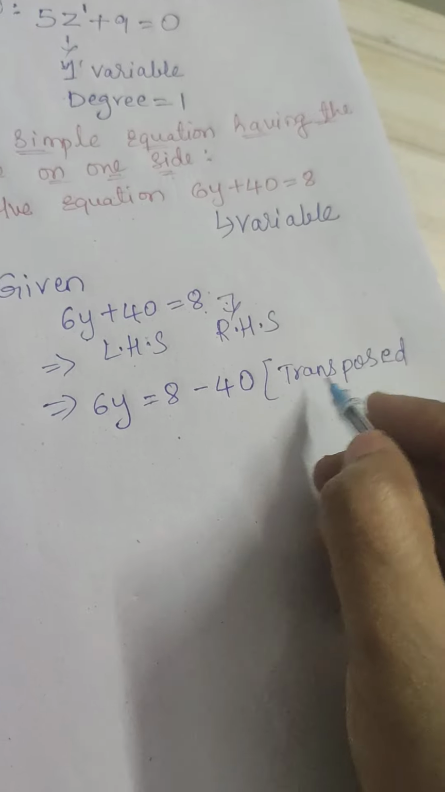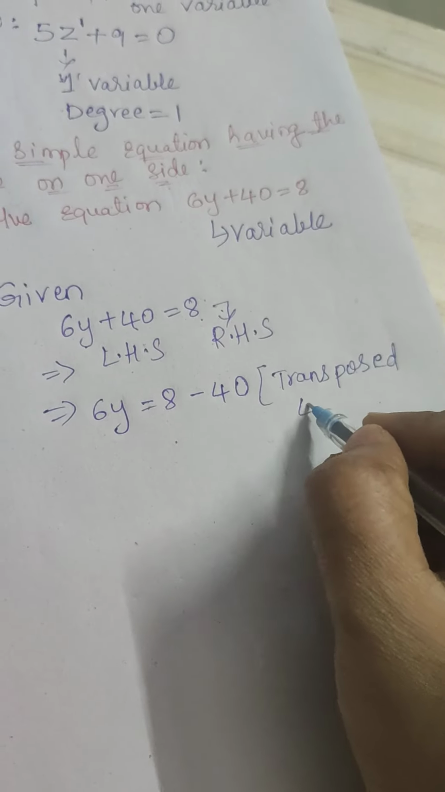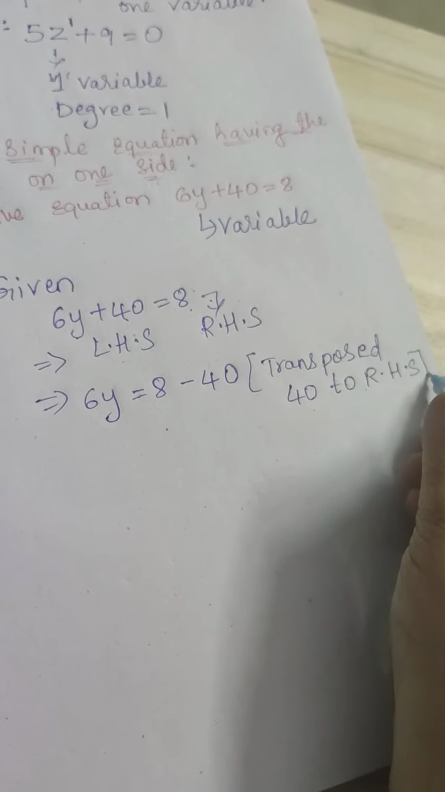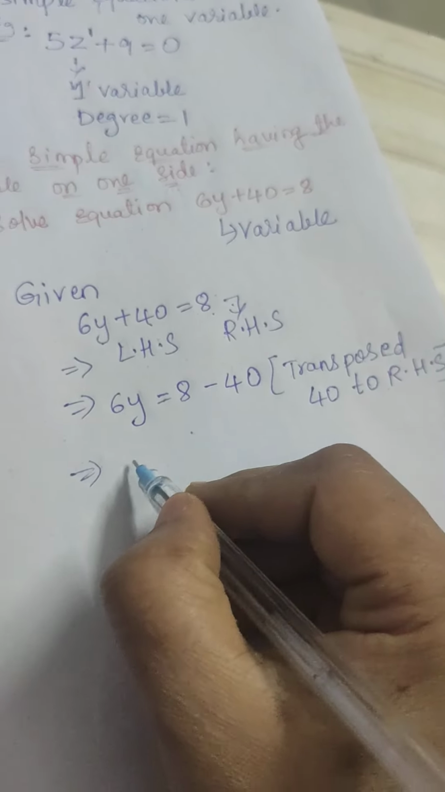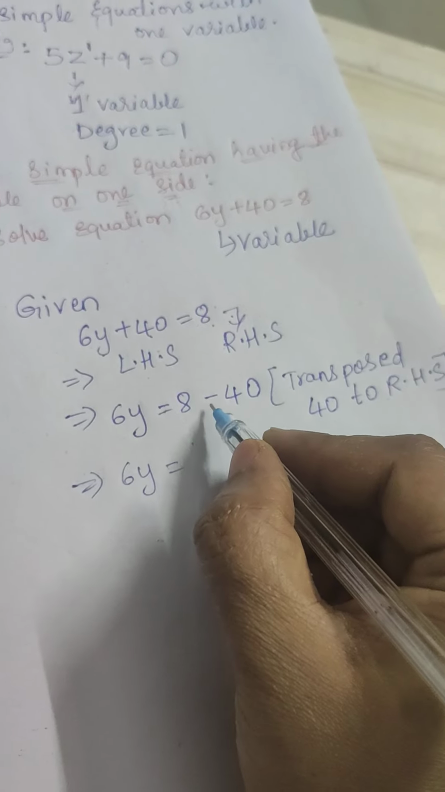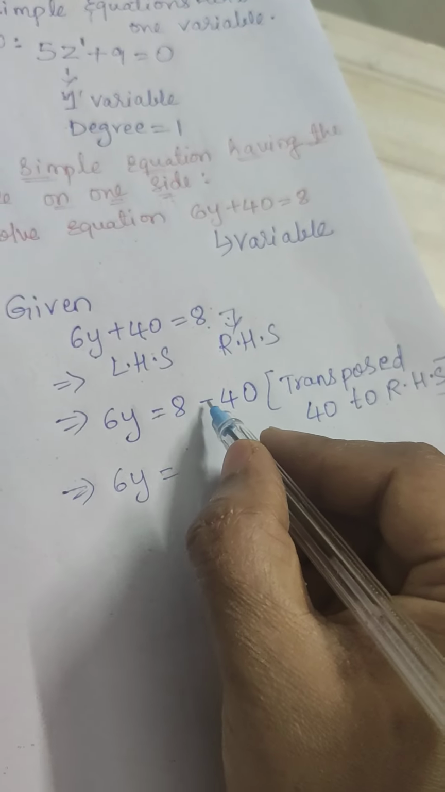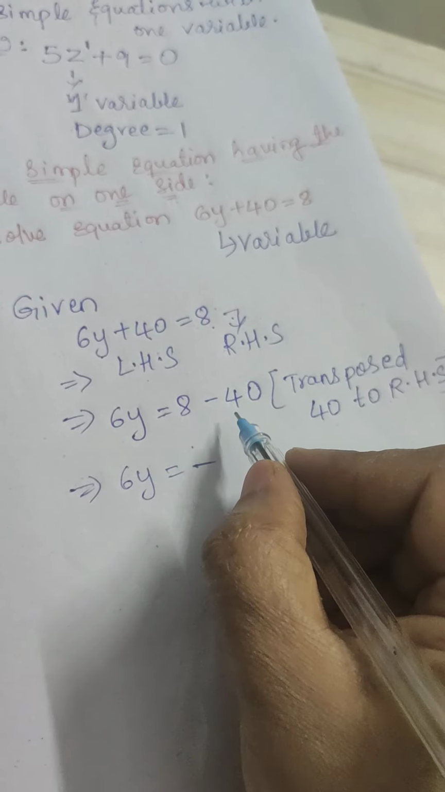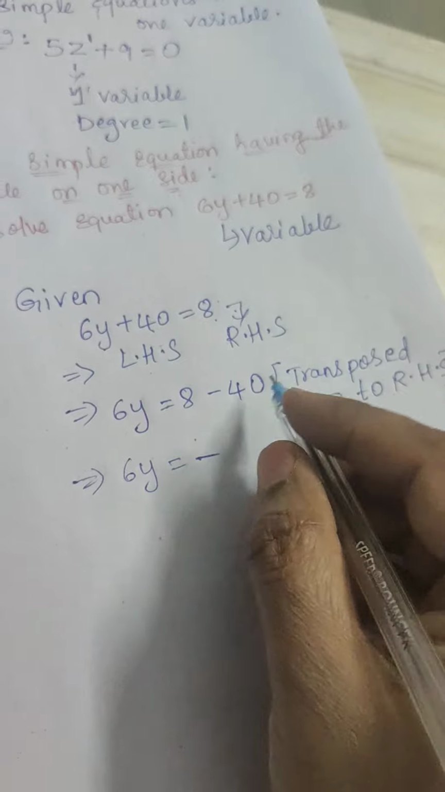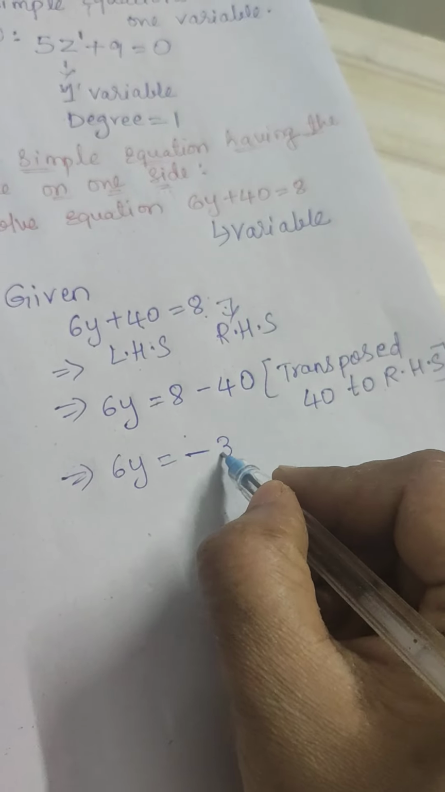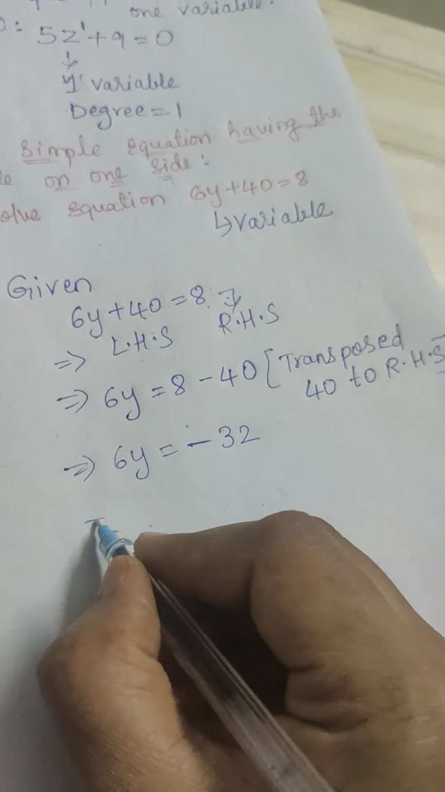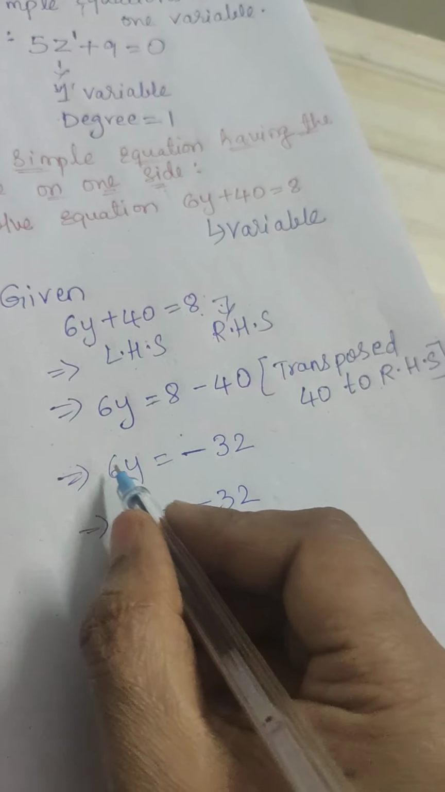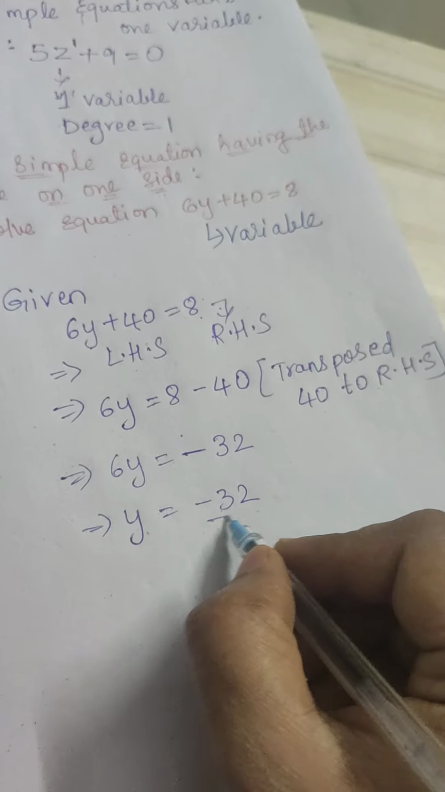Transposed. 40 to RHS. Okay, now it becomes 6y is equal to, as 40 is greater number, it is having negative sign, then we should do subtraction and we get negative value. Minus 40 plus 8 becomes minus 32. Now 6y is equal to minus 32, and if I transpose 6 again, it comes to the denominator.